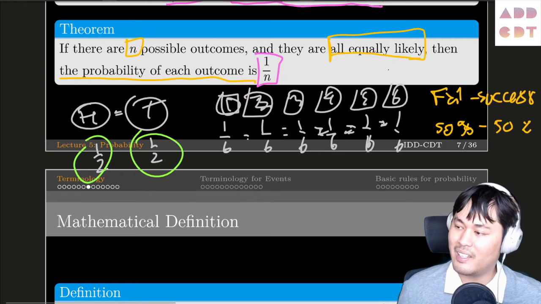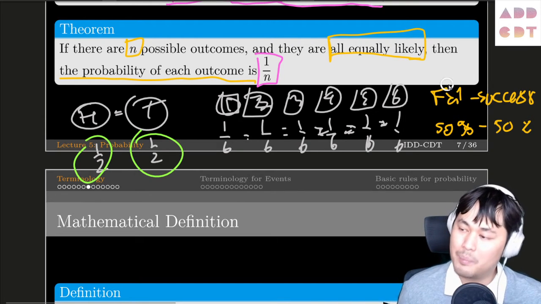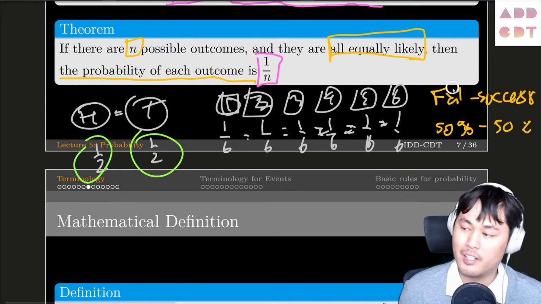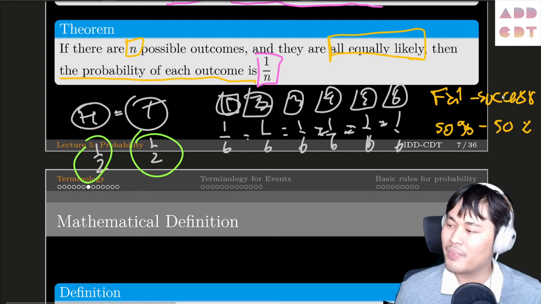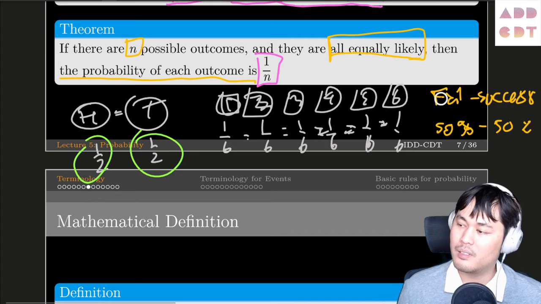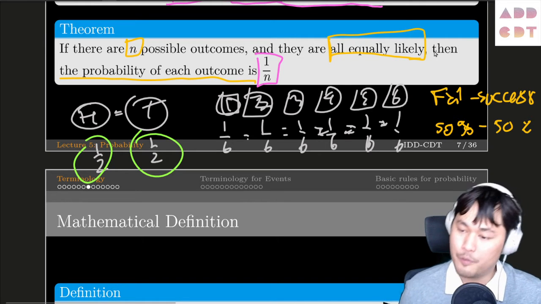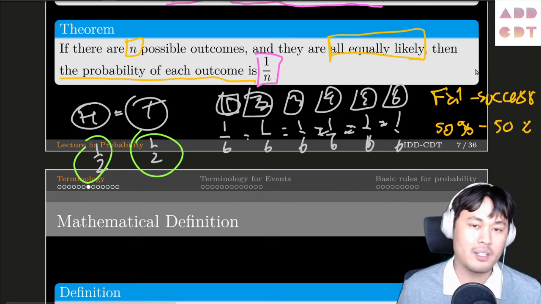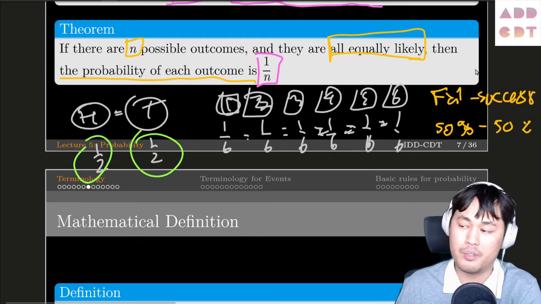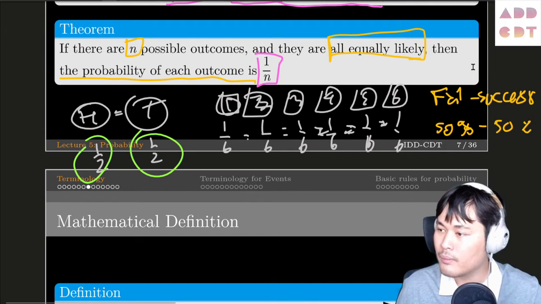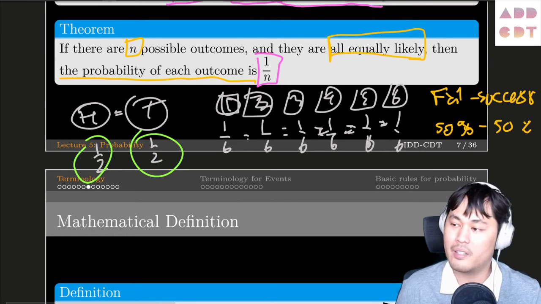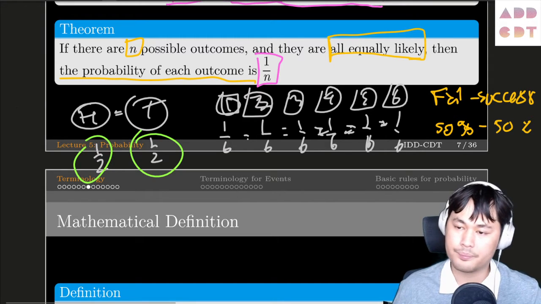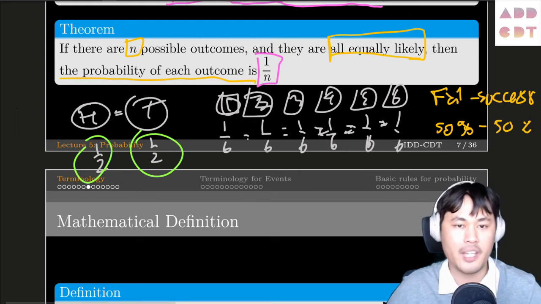Because you can see that the probability of failure and the probability of success doesn't need to be equal. There are more people who fail than people who are successful, or people who succeed. Right, so this 1 over n only works when they are equally likely. And this is what you have to state beforehand.